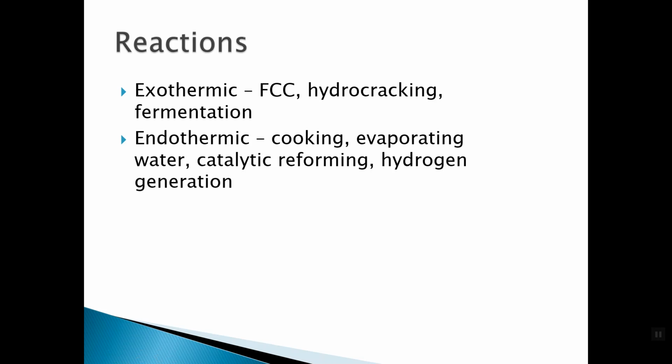Okay. One of the most common, easiest exothermic reactions to think about is the combustion of gas, right? So that's a chemical reaction that happens and it gives off heat.